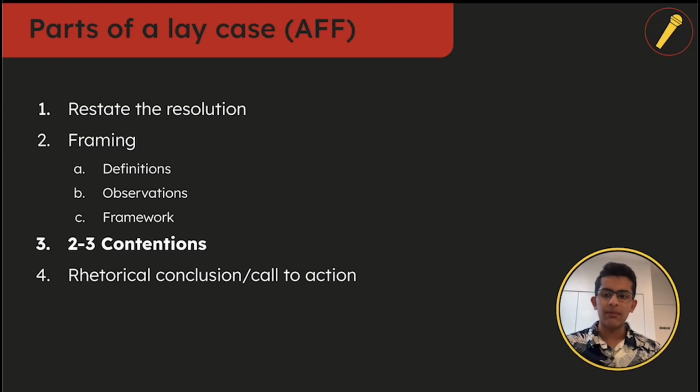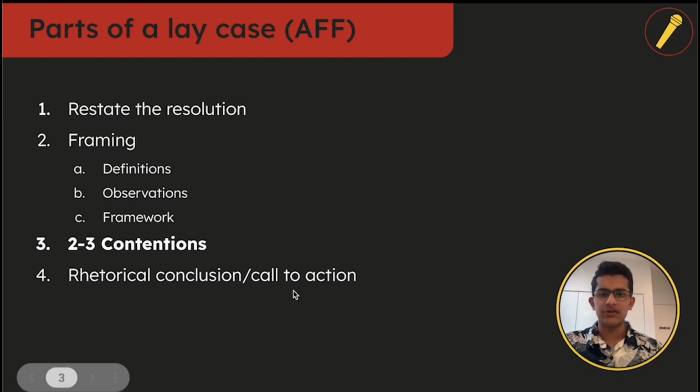But the reason why I bold contentions is in our 2 to 3 contentions, that's the number I recommend, this is where you're going to win the debate. These are the substantive points you make, and while framing is important, parents care a lot about these substantive points. These are the points you use in your last speeches. These are the points that really matter.